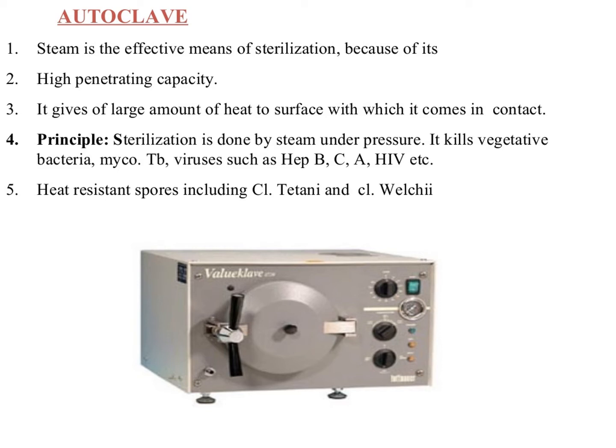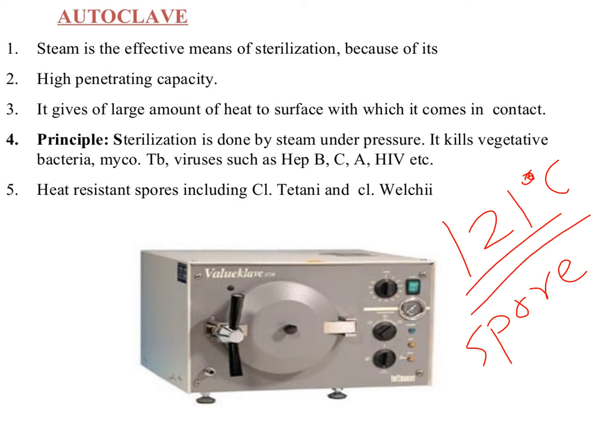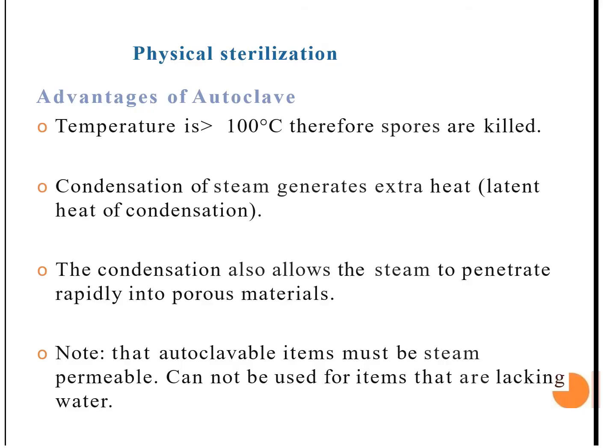Why we generally use 121 degrees Celsius temperature is because it is efficient in killing all the spores. At this temperature, the very resistant spores of bacteria called Bacillus thermophilus can also get killed. That's why we generally go for the 121 degrees Celsius temperature under the pressure of 15 psi.